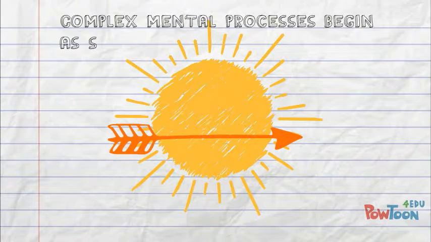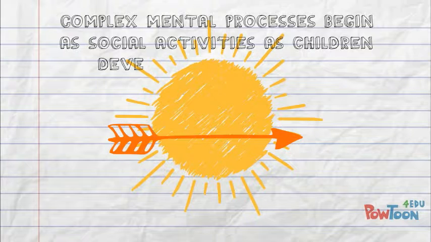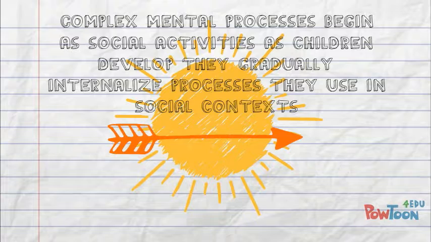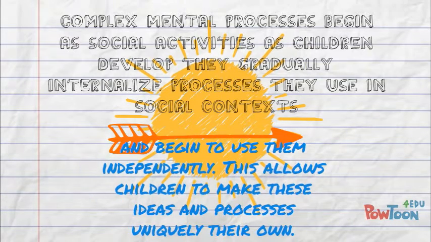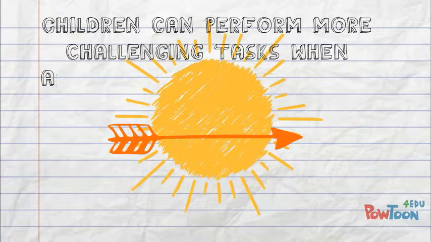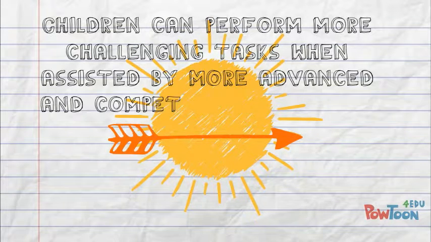Complex mental processes begin as social activities. As children develop, they gradually internalize processes they use in social contexts and begin to use them independently. This allows children to make these ideas and processes uniquely their own. Children can perform more challenging tasks when assisted by more advanced and competent individuals.